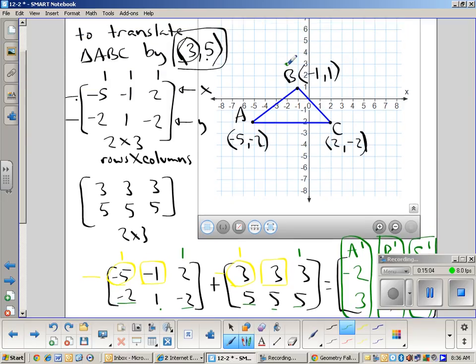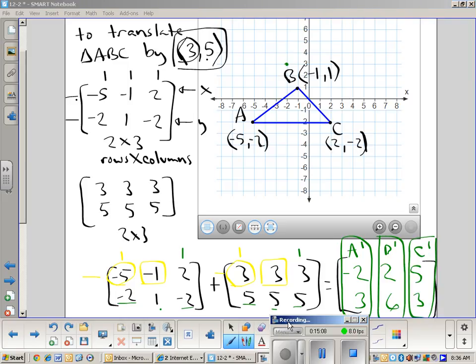Well, this is in my way again. 2, 6, and 5, 3, and so I get this triangle, which was A prime, B prime, C prime. Okay?